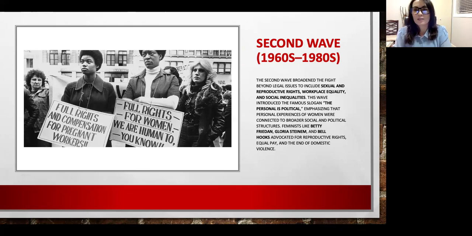And then there was the second wave that focused on sexual and reproductive rights. It was about how unwanted pregnancies can be addressed through abortion, and about workplace inequality and social inequalities. This wave introduced the famous slogan "the personal is political," which took the issues into the political arena, emphasizing that personal experiences of women were connected to broader social, political, and economic structures.